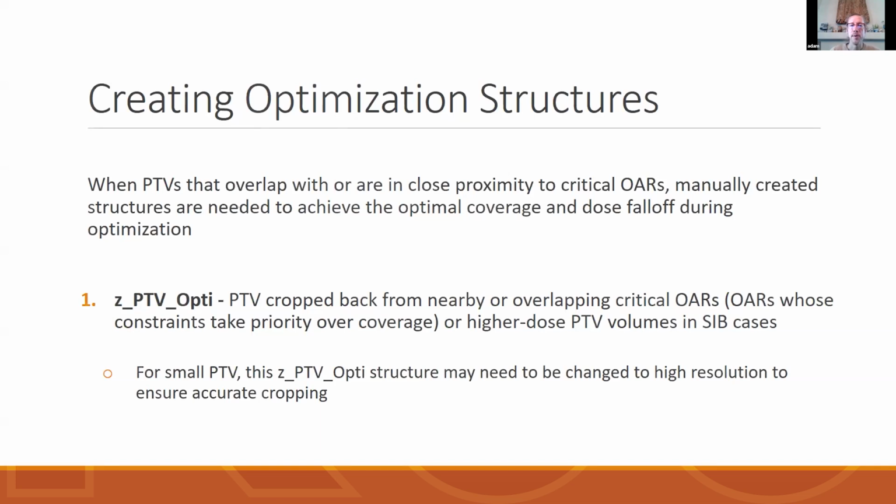And so by optimizing to a cropped back PTV from an organ at risk that you're sparing, you're able to spare the organ at risk and get full coverage, basically 100% coverage to this cropped PTV. And if you get full coverage to the cropped PTV, you get maximum coverage to your general PTV. So really important concept, just wanted to reiterate it.